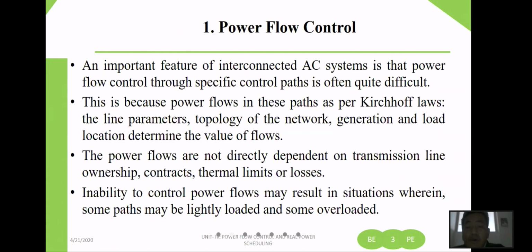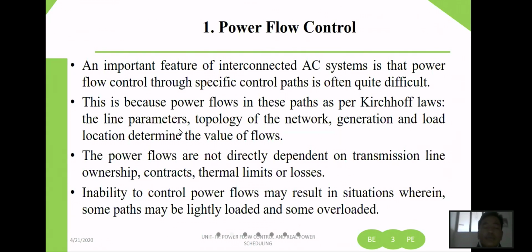Moreover, controlling power flow through a specific control path has become quite difficult. If it is a double circuit line and you have a two area network, it becomes very complicated to control power through a small specific control path, because as per Kirchhoff's law, the power flow will depend upon the line parameters.